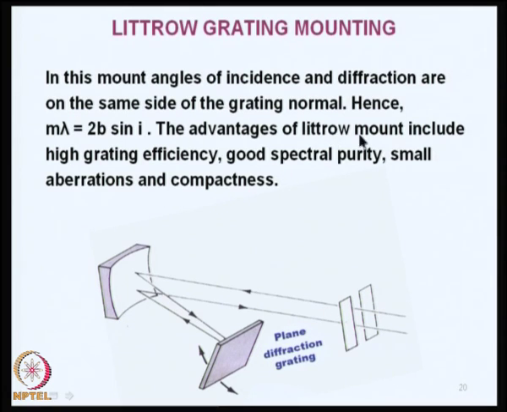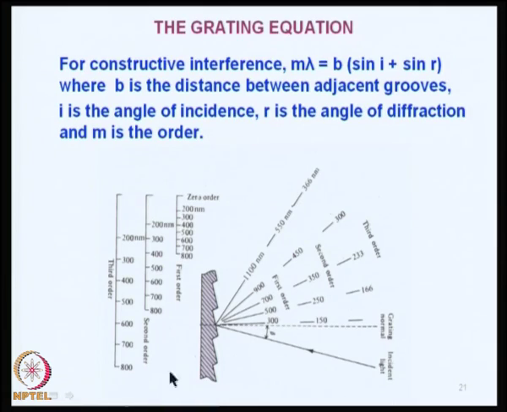So, the advantages of Littrow mount obviously include high grating efficiency, good spectral purity, small aberrations and compactness. That is basically the advantage. You can see that in the grating the basic equation is m lambda equals b (sin i plus sin r), where b is the distance between the adjacent grooves, i is the angle of incidence, r is the angle of diffraction and m is the order. As I have told you, the grating provides different orders of the radiation.